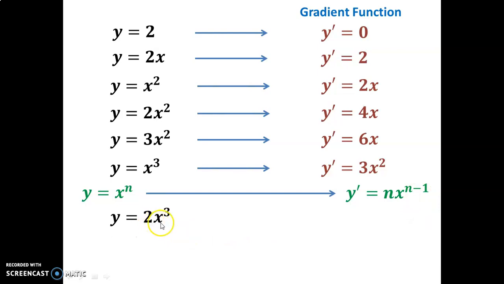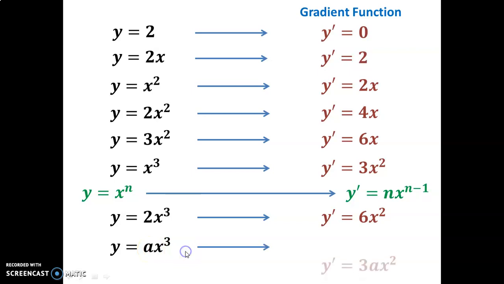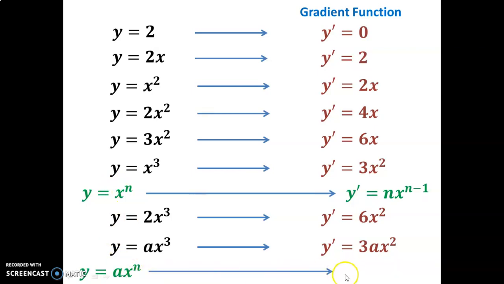Okay, let's try this again. So we have 2x cubed. What should the derivative be? What is the gradient function? It is this. Okay, next one. We have this. I see an a now. So what's going to happen here? What's the gradient function? What's the derivative? It is this, 3 times that a value, right? Okay, now we're back to another general rule, a little more complex than just x to the n. We have ax to the n. So what would you write as your general rule for the derivative of that using a and n?